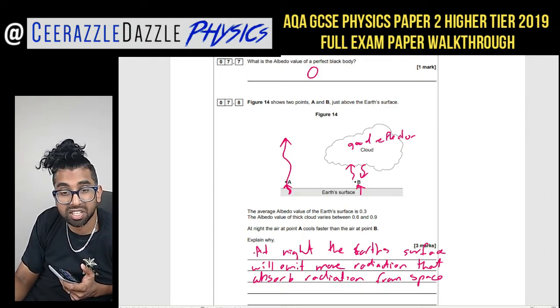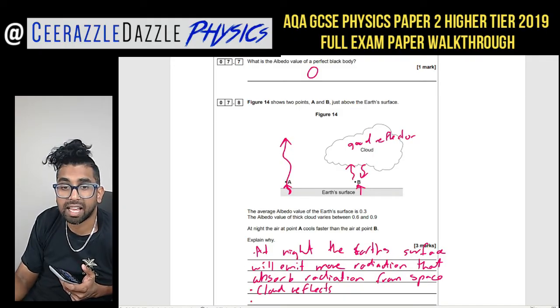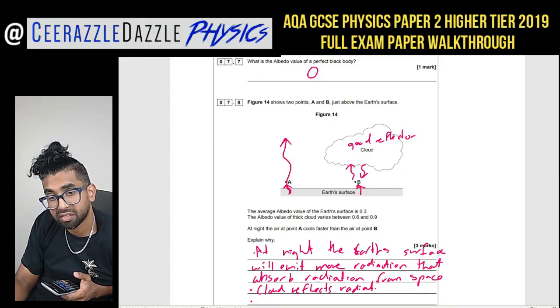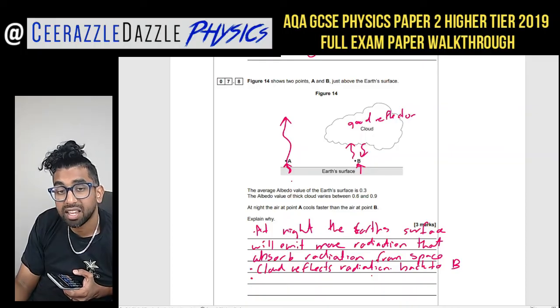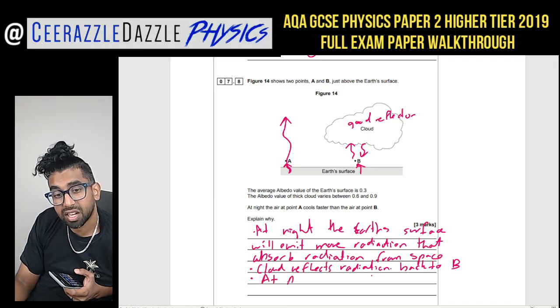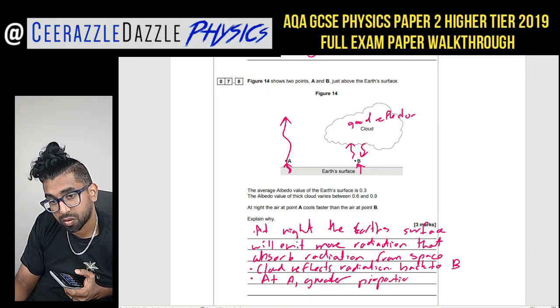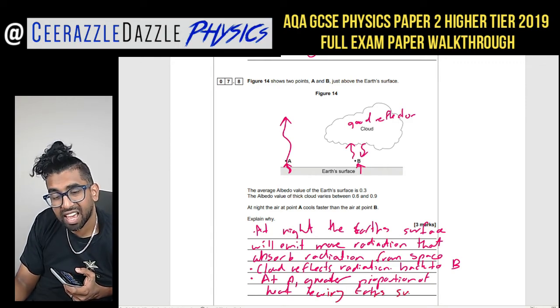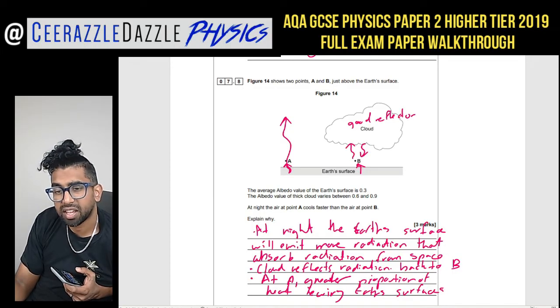And then we're going to talk about the cloud, which reflects the heat back down. So the cloud reflects the radiation back to B. And obviously at point A, there's a greater proportion of the radiation leaving the Earth's surface. So at A, there is a greater proportion of heat leaving the Earth's surface. And obviously, therefore, it cools faster.